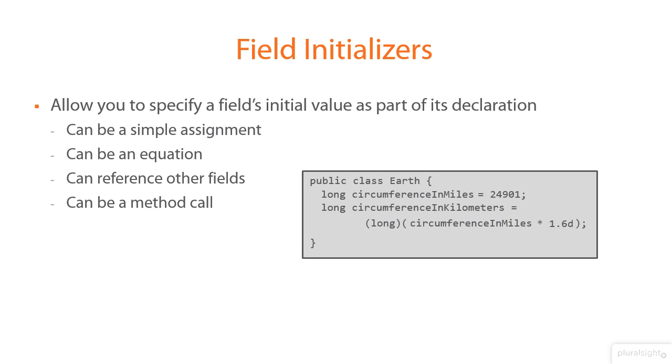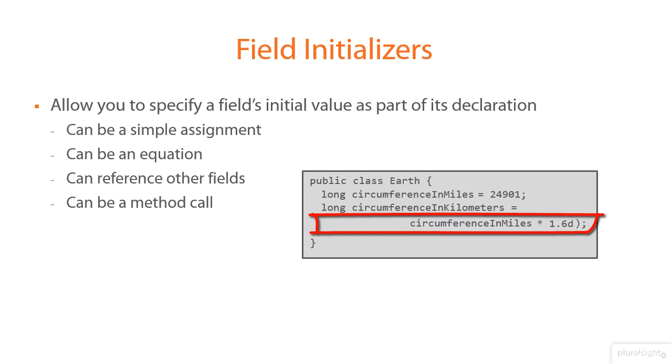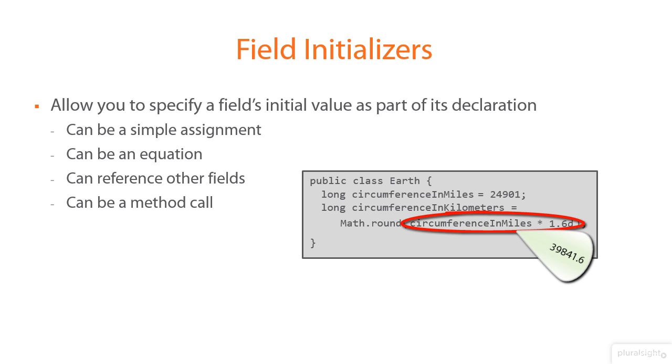Well, the good news is we can make any method calls that we need to in here. So one of the things we could do is there's a built-in method called Math.round. So if we call Math.round, that'll take the result of that equation, 39,841.6, and actually round it so that we then would get 39,842 into our circumference in kilometers. So you notice these field initializers are really powerful because you can do as much as you need to. Anything from a simple assignment through equations all the way up through method calls.